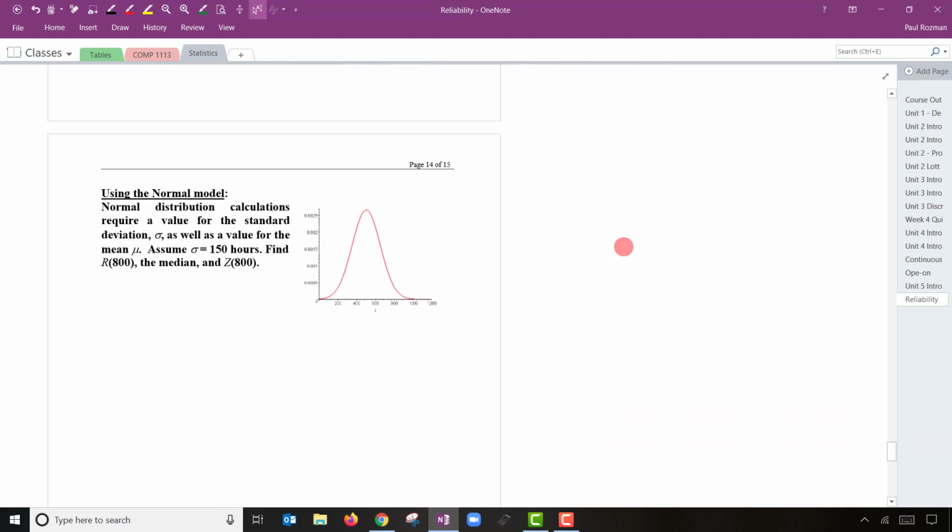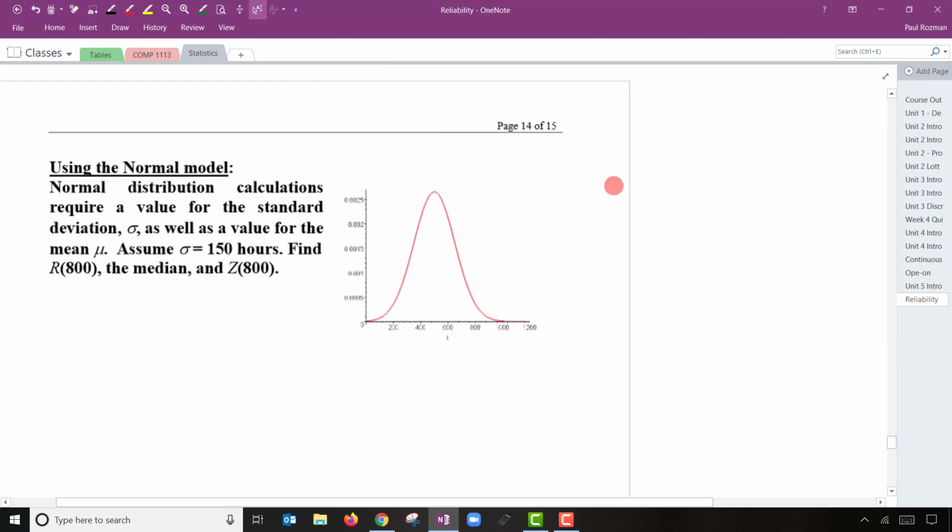What if we change it up a little bit and say, hey, we have a product that lasts 500 hours on average? But now it follows a normal distribution. So, there aren't many failing right at the beginning and there aren't many failing right at the end. Most fail in the middle of its life.